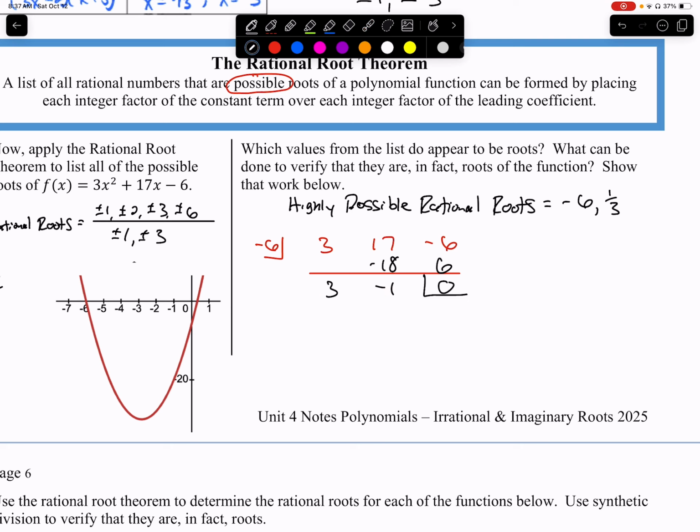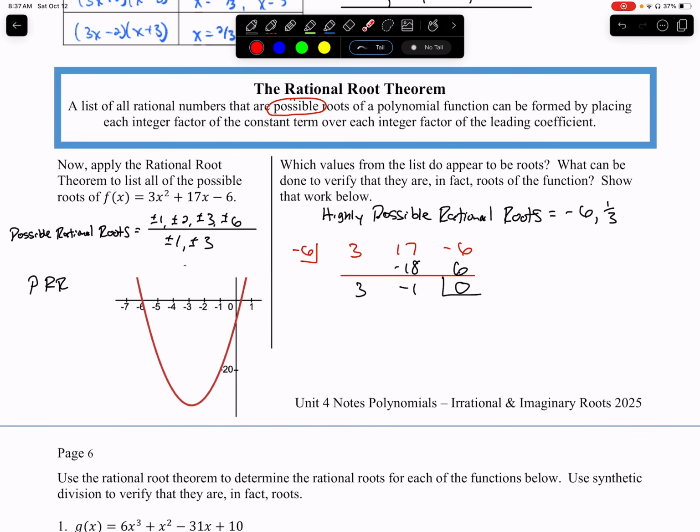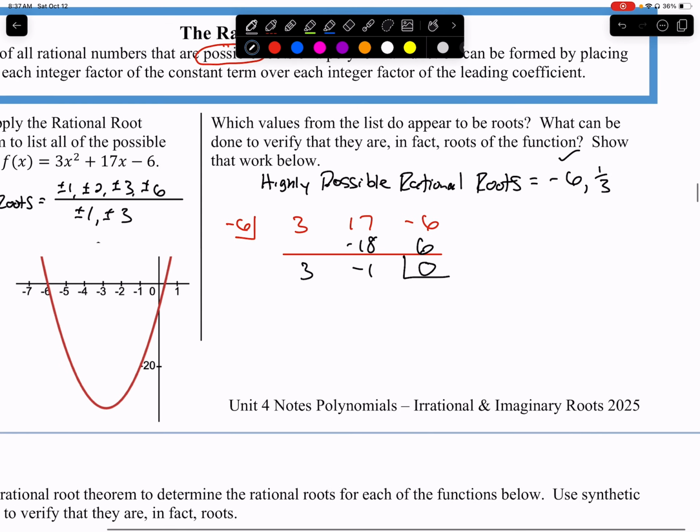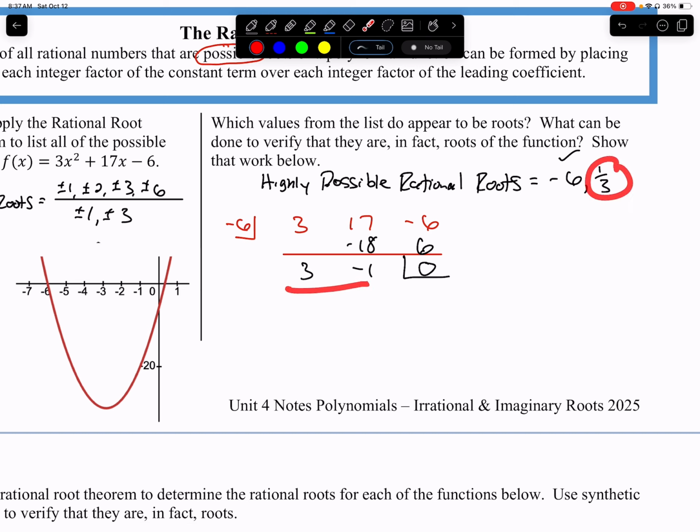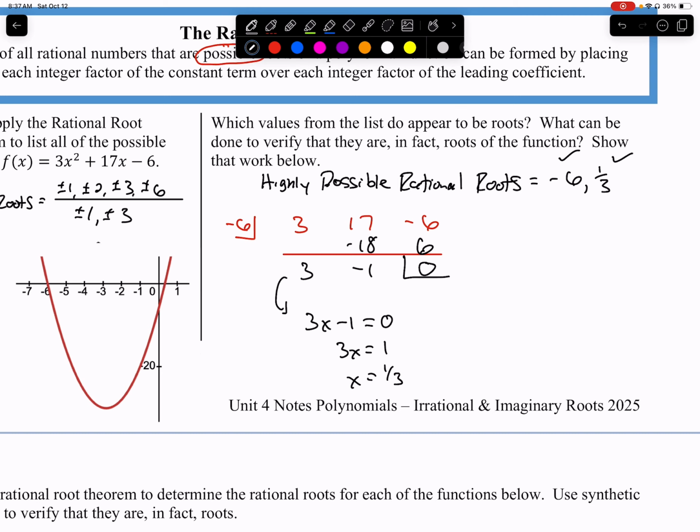Now I was so confident here that this should have worked, that if I didn't get 0, I would double check my arithmetic to make sure that I did it correctly, because this sure looks like a -6, and I'm not ever going to try to trick you on this. So that works. Our highly possible rational root turns out it was a rational root. Now we could do synthetic division again for 1/3, but if we're left with a linear factor, it might just be simpler to set it equal to 0 and solve it. And we end up with 1/3, which is what we expected to happen all along.